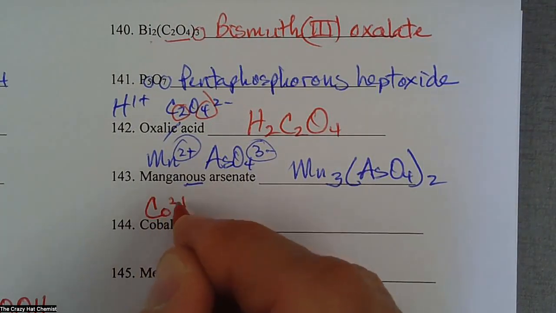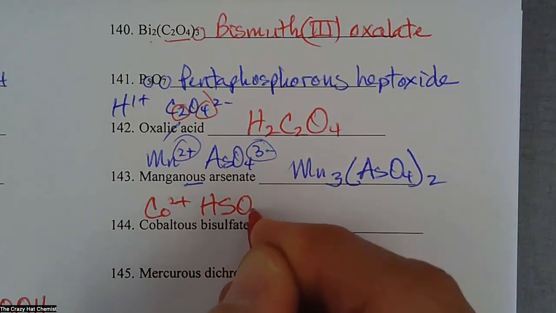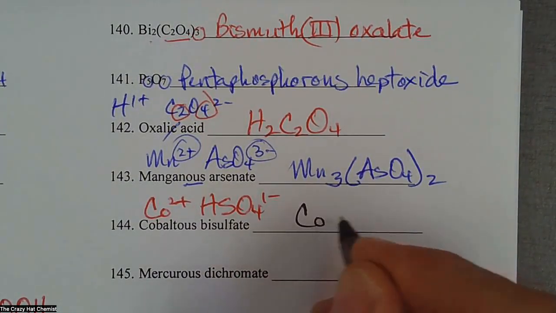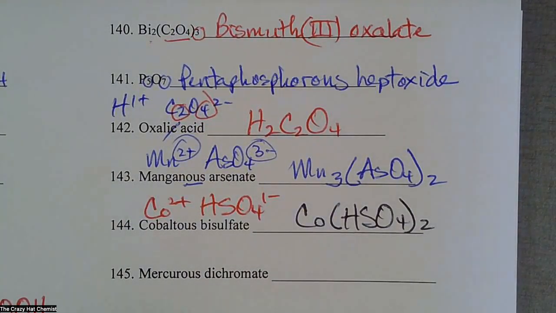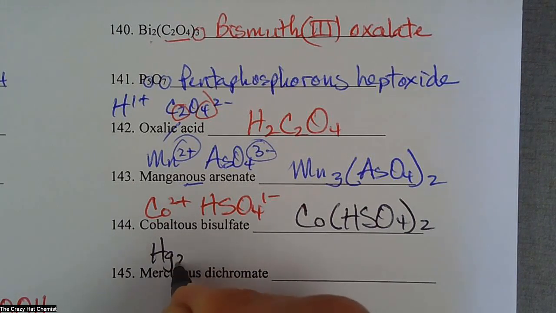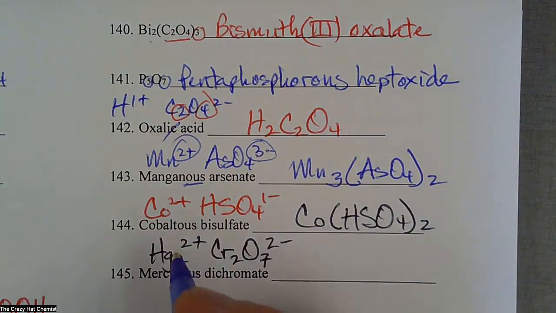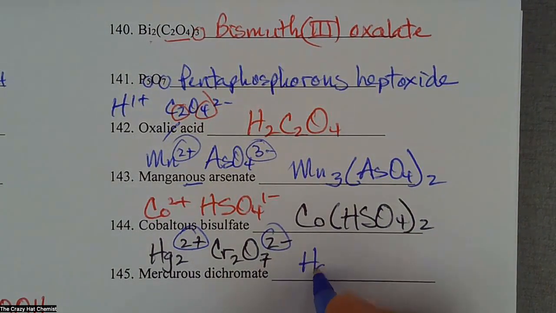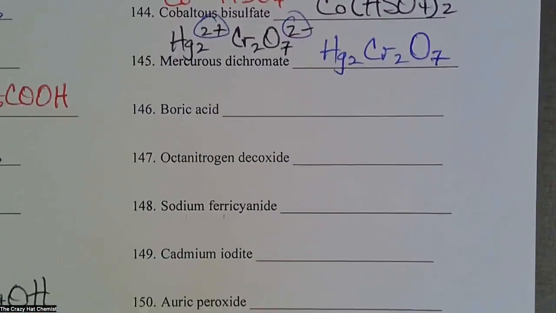Cobaltous, Co 2 plus, and then bisulfate, HSO4 1 minus. Take the absolute value of those, flip, bring it down, you got Co, HSO4, and a 2. Mercurous, that's Hg2 2 plus, dichromate, Cr2O7 2 minus, and those 2's right here disappear because they are a 1-to-1 ratio. So you should get Hg2Cr2O7. Yes, folks, we've got 5 more.